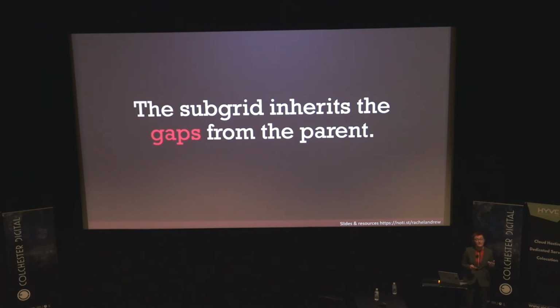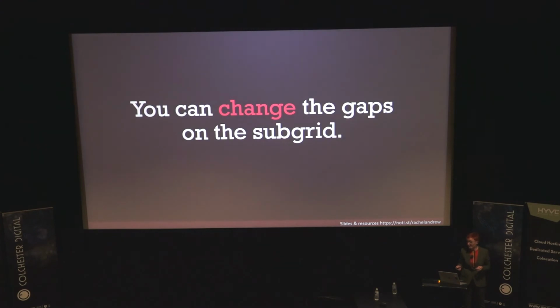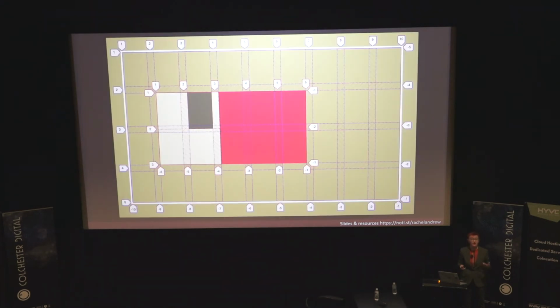Subgrids will inherit the gap you have set on the parent. So if you have said column-gap, row-gap, or gap, that will just be passed through to the subgrid. So it will just carry on using any gaps that you have already set. But you can change them, because sometimes you might not want to have any gaps on your subgridded item. You might want those things to ignore the gap completely. So you can change that just by using the gap properties on your subgrid.